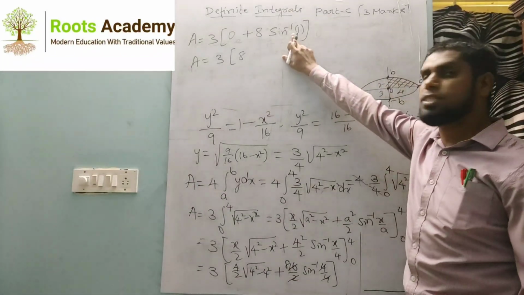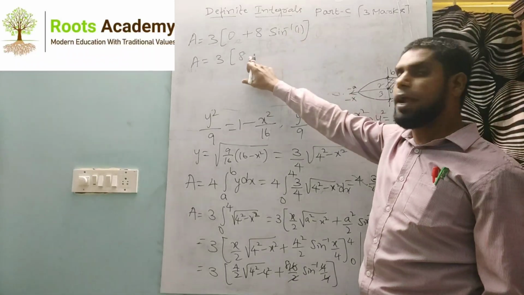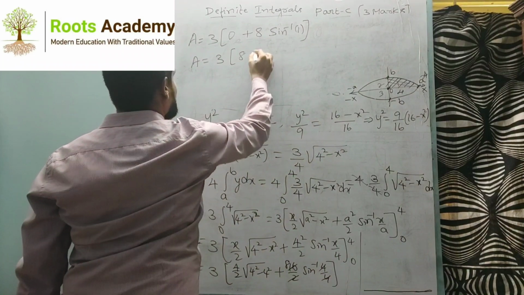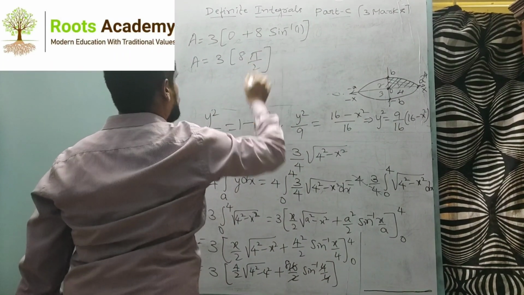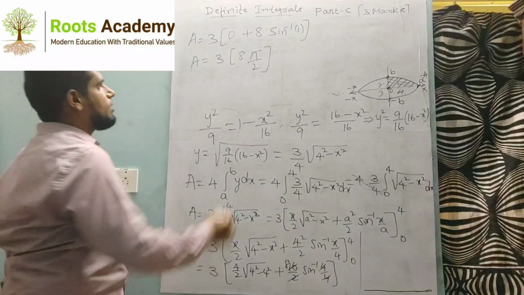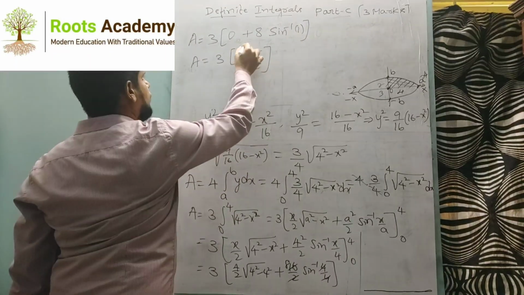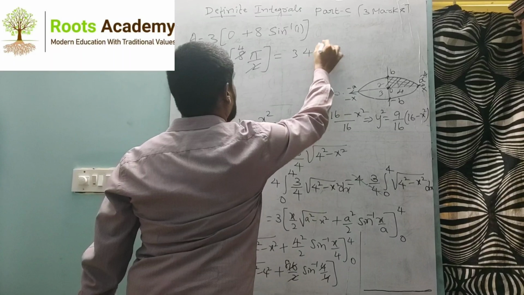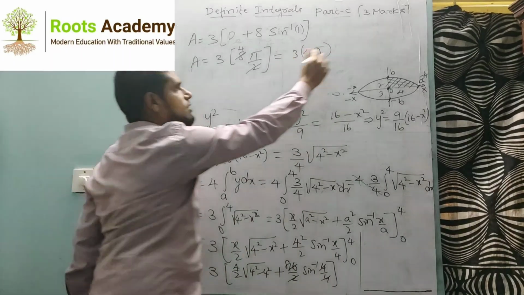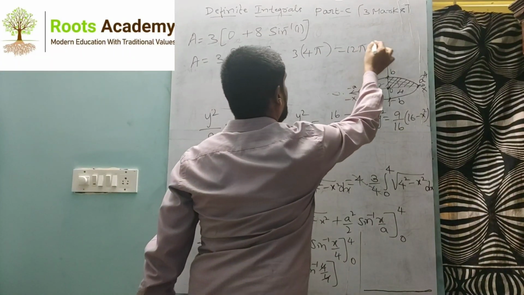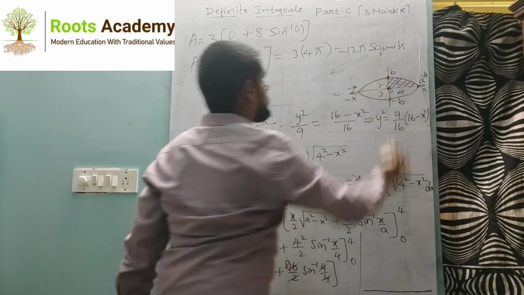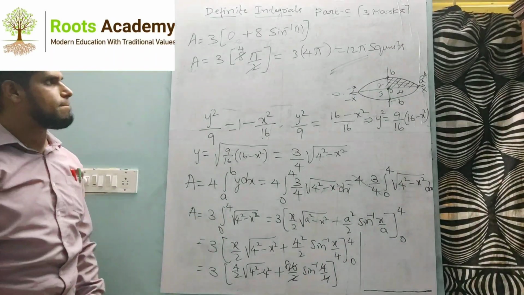But since it is an inverse trigonometric function, I cannot write 90. I should write in radian. So in radian it is pi by 2. Isn't it? Then 2 1 times, 2 4 times. So it is 3 into 4 pi. So 3 into 4 is 12 pi square units. This is the final answer.